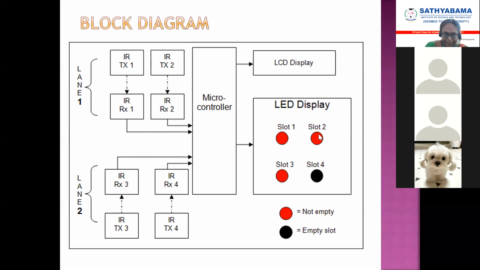You can see the IR transmitter and IR receiver here. When a car or any model comes in front of the IR sensor, the signal is given from the IR receiver to the microcontroller. Then the microcontroller displays a respective message on the LCD: is slot 1 full or not. If the LCD displays yes, slot 1 is full and its LED will be turned on. If the LCD displays no, the LED is turned off and it is an empty slot.